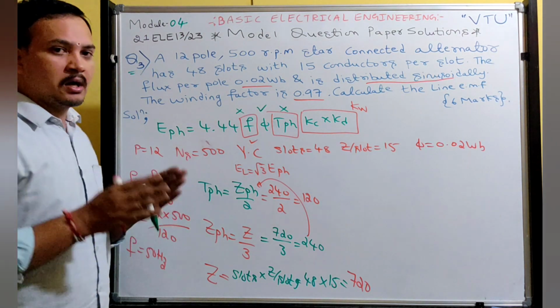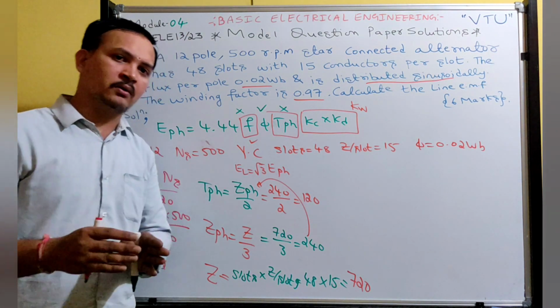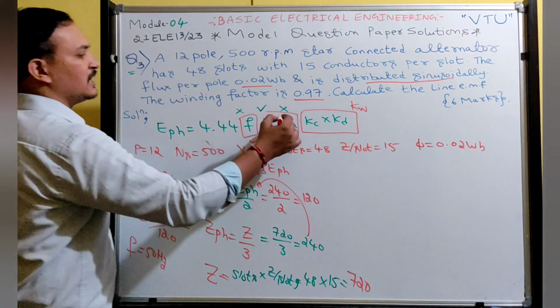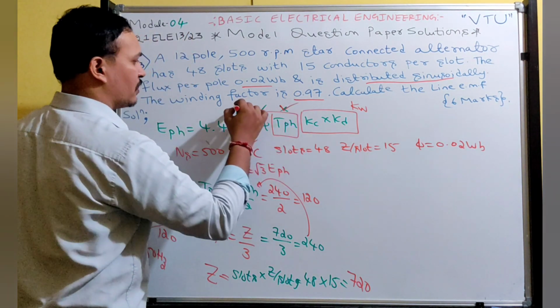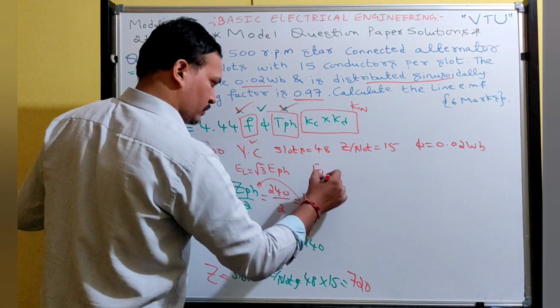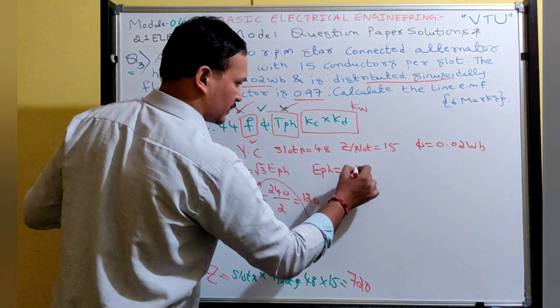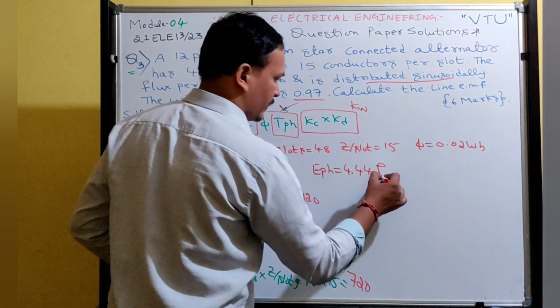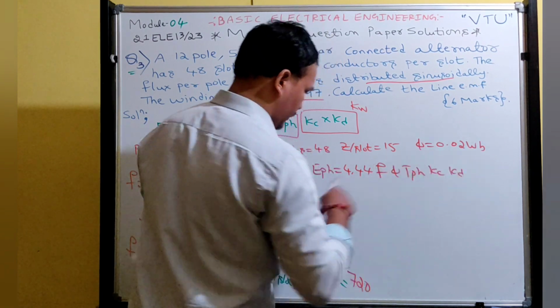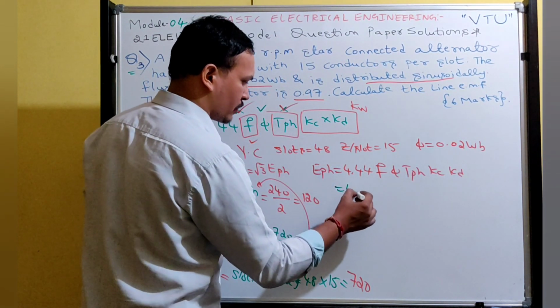In 3 phase, no, R phase, Y phase, B phase. In R phase 120, Y phase 120 and B phase 120. So I got the TPH value. Okay, now I got all the data. Now you write the formula once again: 4.44 F phi TPH, KC and KD. Now enter all the values.